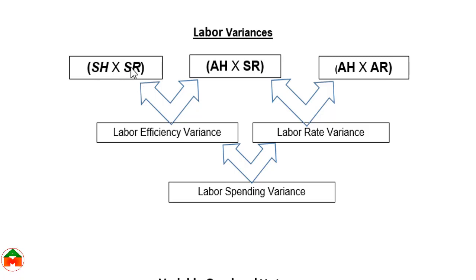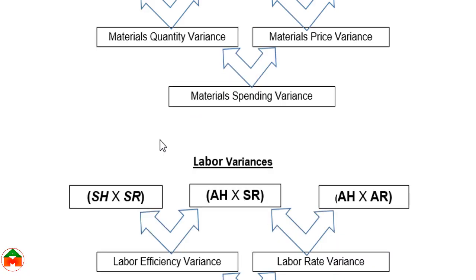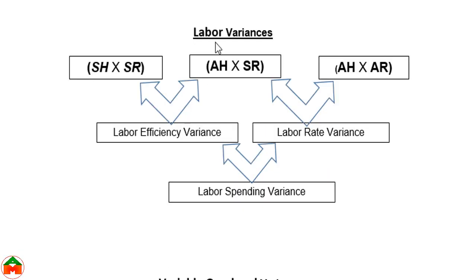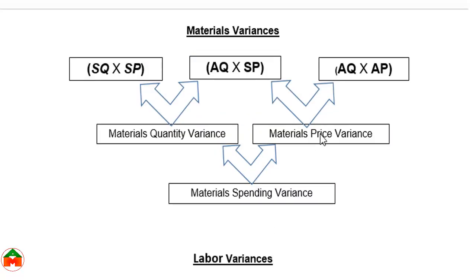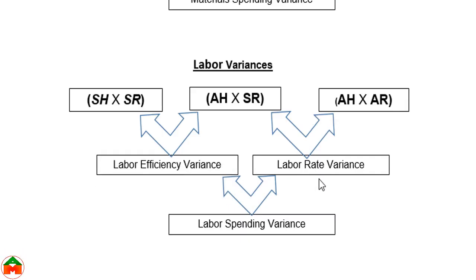If we multiply these amounts and compare these two, we will get the labor efficiency variance, which is known as the quantity variance for material, but in the case of labor variances it is known as the efficiency variance. On the other hand, if we compare this one and this one, we will get the labor rate variance. In the case of material variance, it is a price variance. Here it is the rate variance. If we compare the labor efficiency variance and the labor rate variance, we are going to get the labor spending variance.